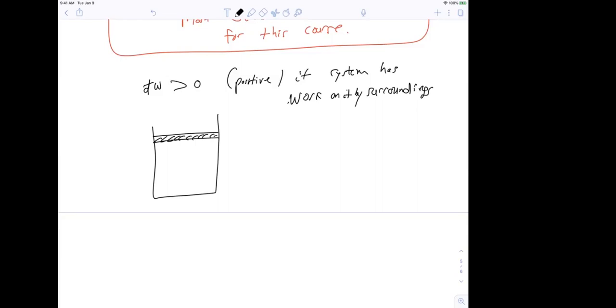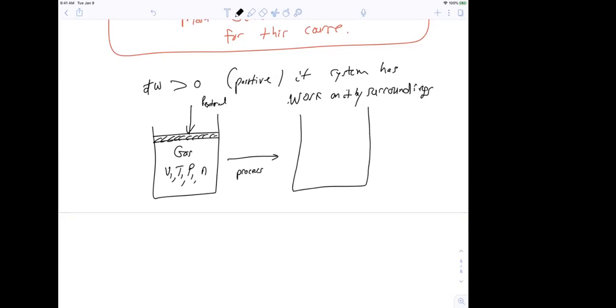Okay, so we had initially our gas, which is our system, and we have our P external. Okay, and this is our gas, which is our system, which is at volume V1, temperature T1, pressure P1. And of course we have N. We go through a process, there's some process that the system undergoes, okay? And at the end of the day, our volume is now here, let's say. We have P external. Here's our piston head. And now we have V2, T2, P2, and of course, N doesn't change.